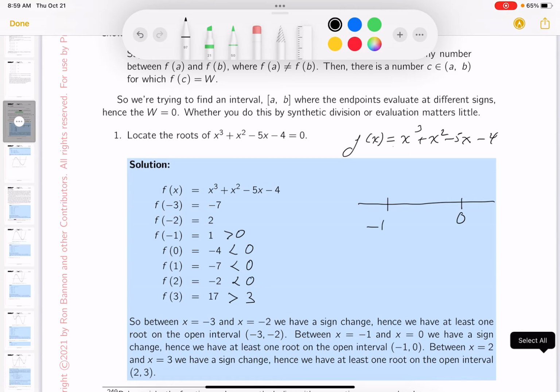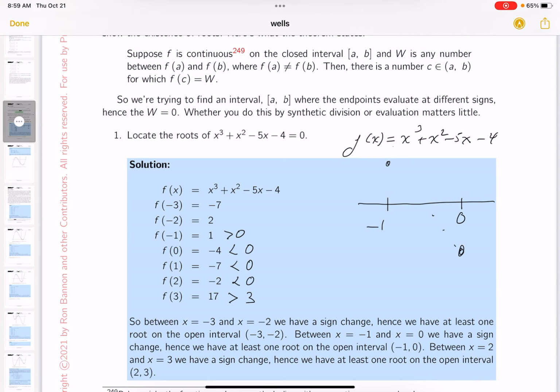Now what do I know? At 0, I know it evaluates to a negative number. And what do I know at minus 1? I know it's positive. So what do I know again? I know there's at least one root between those. So I know there's one root now. I'm going to write this down. I know at least one root between the interval 2 and 3, and there's a root over there, at least one. And I know there's at least one between minus 1 and 0.